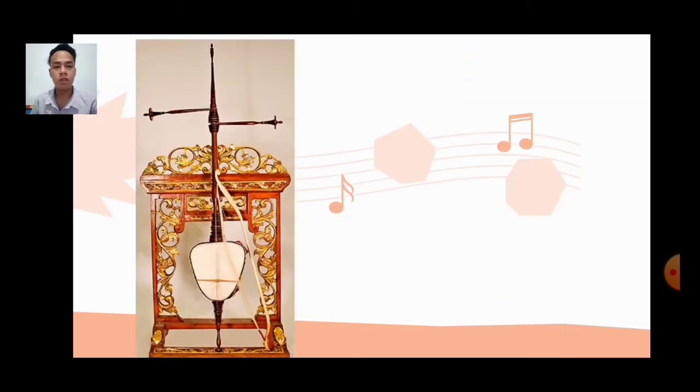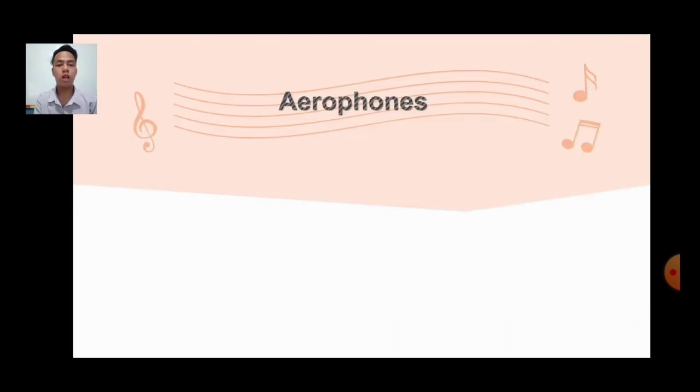Next is what we call the rebab. It is classified as a spike fiddle with 2 strings. One string is wrapped up around the peg at the lower end, providing 2 playing filaments. The rebab is played vertically. Next, we have what we call the aerophones.